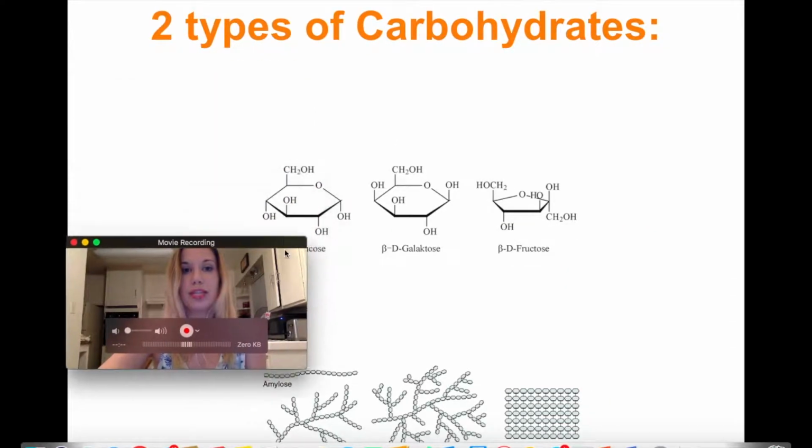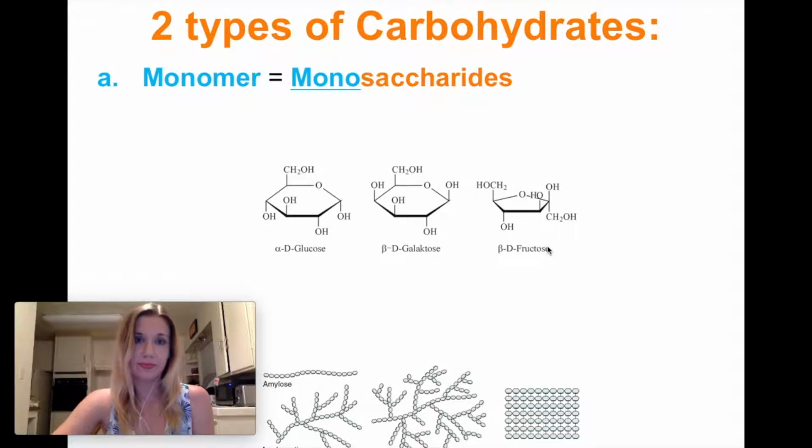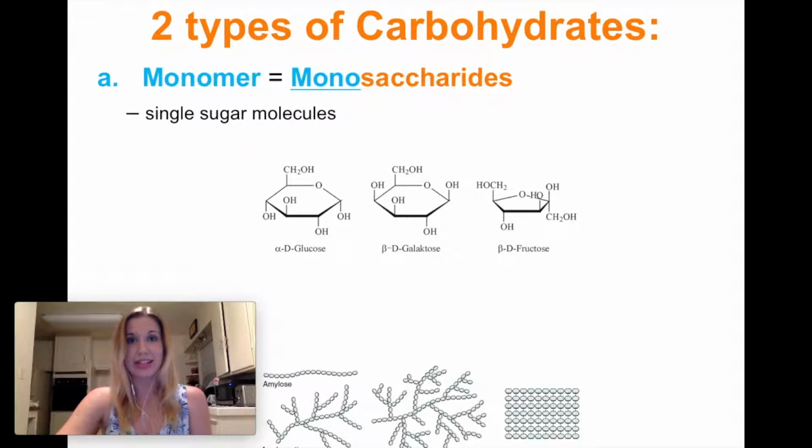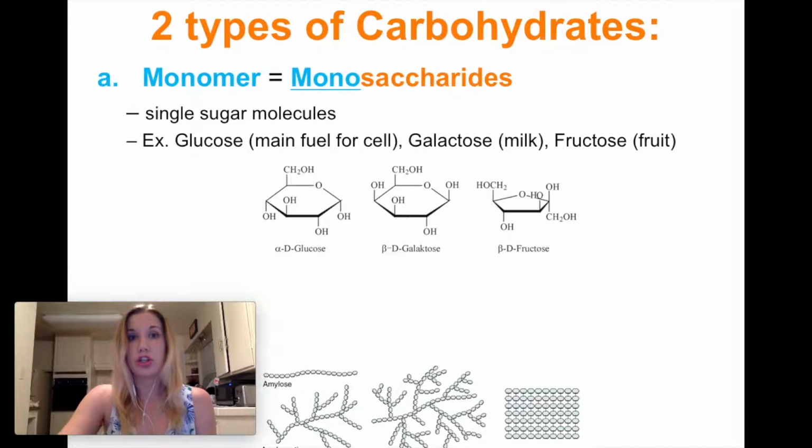So there are two types of carbohydrates. So again, the monomer and the polymer. So the monomer for carbohydrates are called monosaccharides, and these are the simplest single sugar molecules. So examples are glucose, which is the main fuel for our cells. So everything in our body wants glucose. It doesn't want sucrose, it doesn't want maltose, it doesn't want anything except for single, simple sugar molecules, okay? And glucose is the big one for cells to be fueled by, okay?